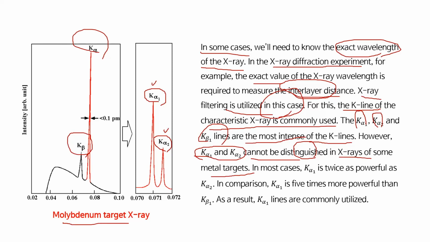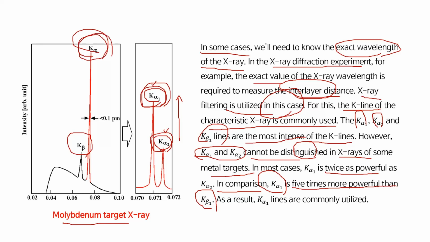In most cases, K alpha 1 is twice as powerful as K alpha 2, as shown in this figure. So K alpha 1 is much larger than K alpha 2. In comparison, K alpha 1 is 5 times more powerful than K beta 1. So K alpha is much more powerful than K beta. Therefore, K alpha 1 lines are commonly utilized. Okay, this line.